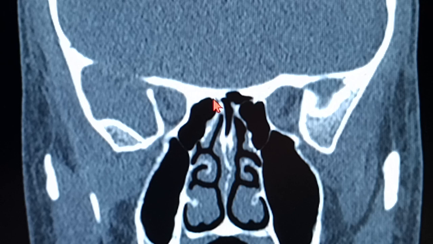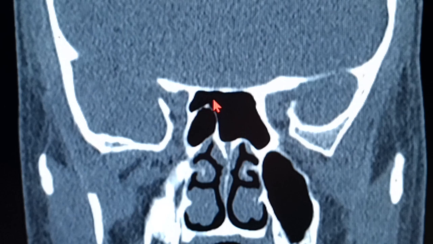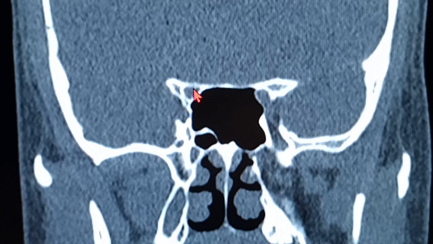Okay, and then you can have this optic nerve right here. So we have this 6, 12 and 24 rule, right? From the anterior lacrimal crest, the anterior ethmoidal artery is somewhere around 24 mm.